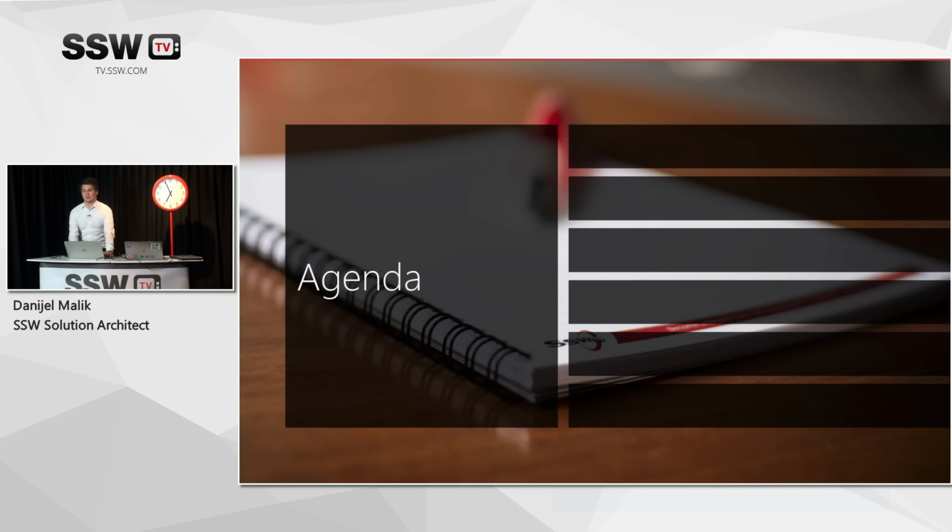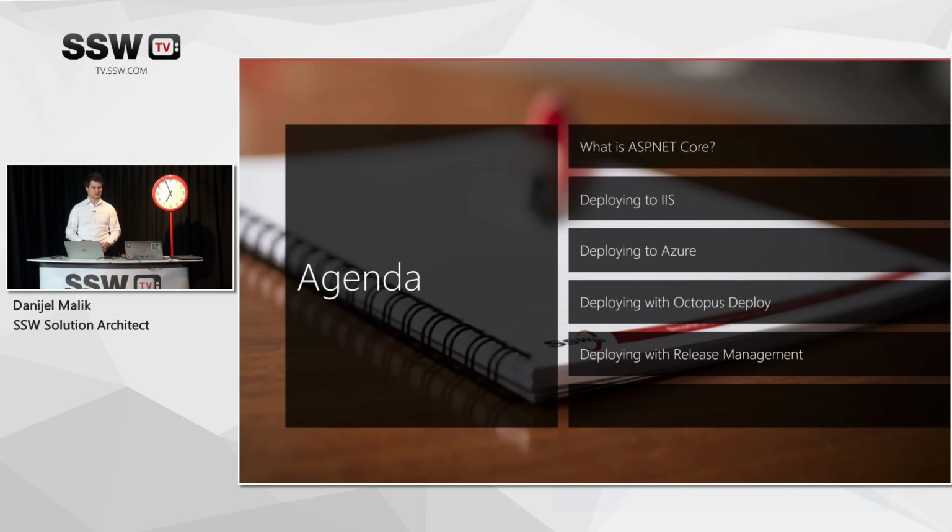Let me take you through the agenda, what we're going to talk about today. First thing is, what is ASP.NET Core? I'm going to roughly explain what it is, and then the rest of the talk will be about deployment. How we're going to deploy that to IaaS, how we're going to deploy that to Azure, using Octopus Deploy, release management in TFS, and the last bit, I'm going to show you how you can push ASP.NET Core on Docker. So I've got a lot of things to tell. I'm just going to jump into it.